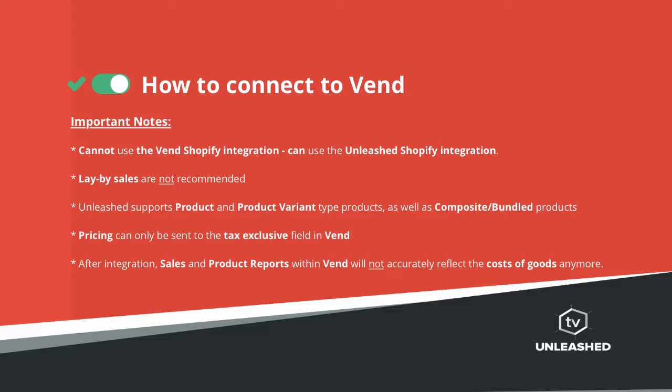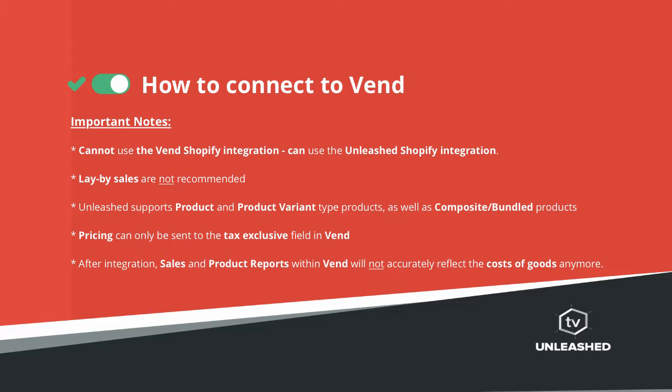This is because updates that Unleashed makes to Vend's product numbers do not pass through to Shopify unless Vend registers them as stock orders. The Unleashed integration updates the product page directly. Therefore, these numbers do not update Shopify inventory.